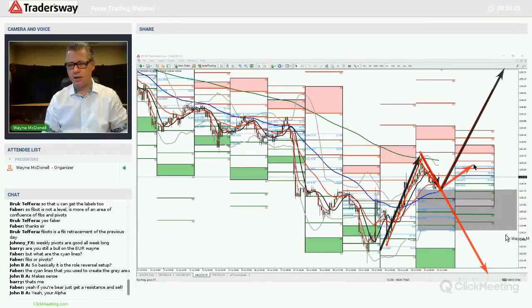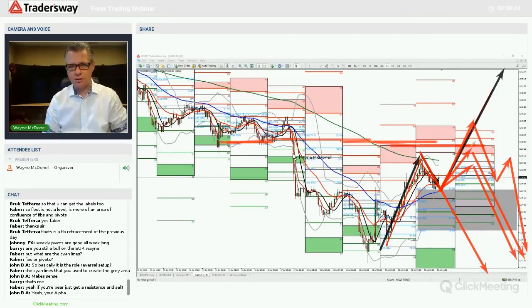So if you saw something like this, or something like this, or something like this, it's all the same, right? You're simply looking for reversal patterns at resistance.